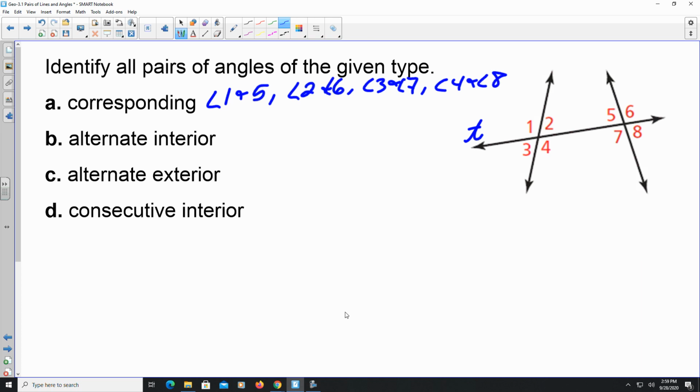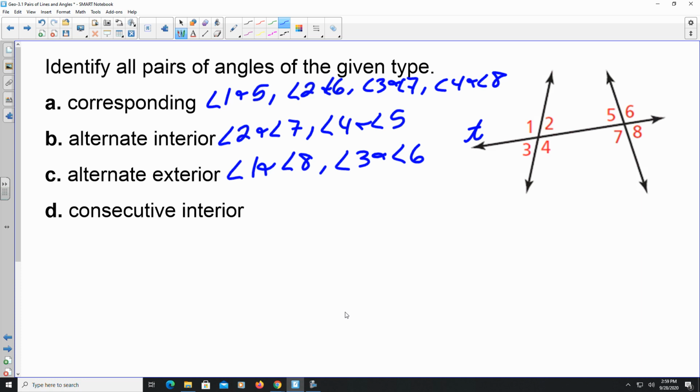Our alternating interior angles are angles 2 and 7, also angles 4 and 5. Alternating exterior in this case would be angles 1 and 8, and angles 3 and 6. Finally, consecutive interior angles would be angles 2 and 5, and then finally angles 4 and 7.